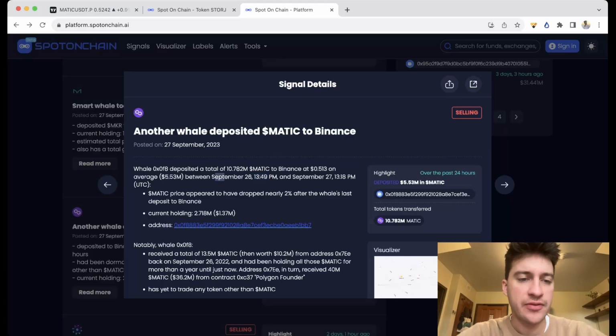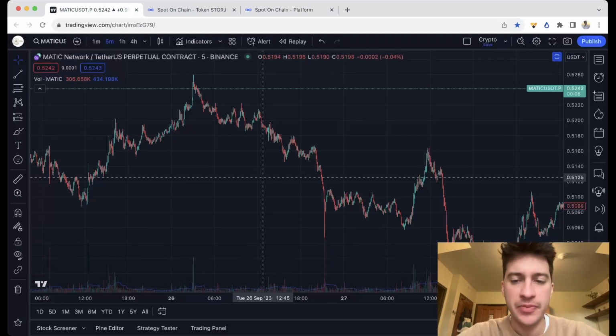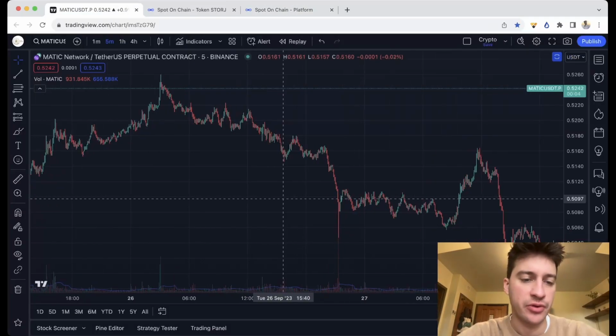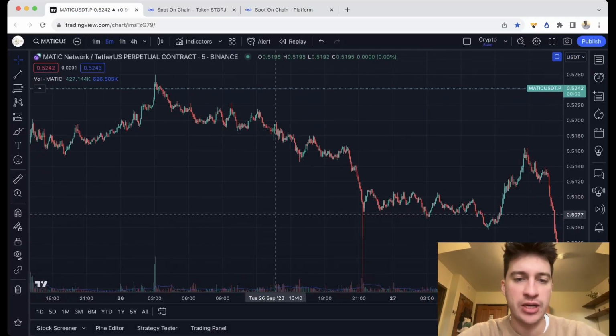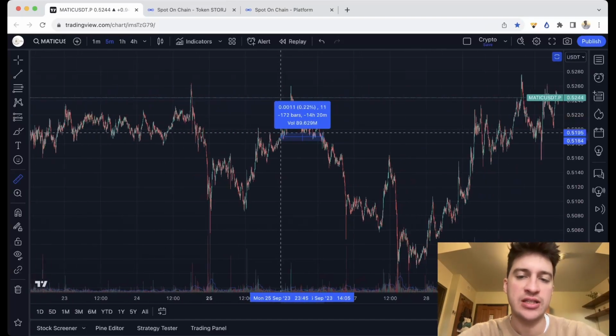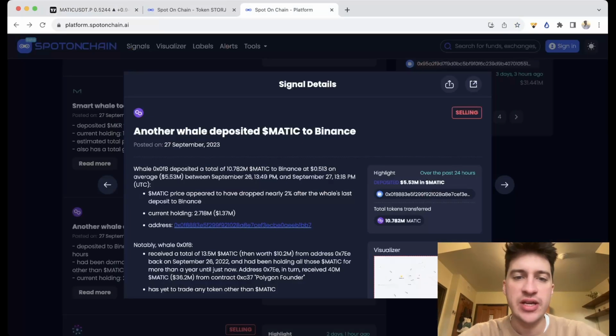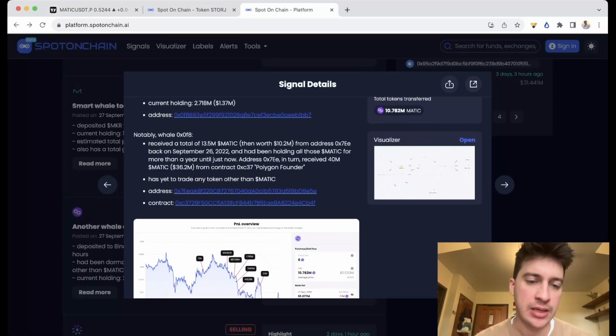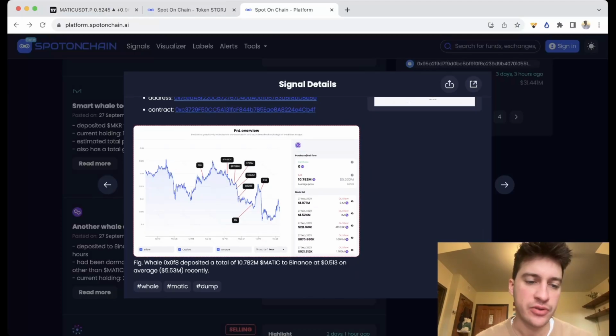So they were depositing $5.53 million worth between 1349 and 1318, as you can see right here, on 2 different days. So it was a deposit over like 24 hours, apparently. This guy started depositing on September 26th at 1349, which was right here, legit at the beginning of this downtrend. So this data was very actionable, because as this was being deposited, you could have sold a fair amount.